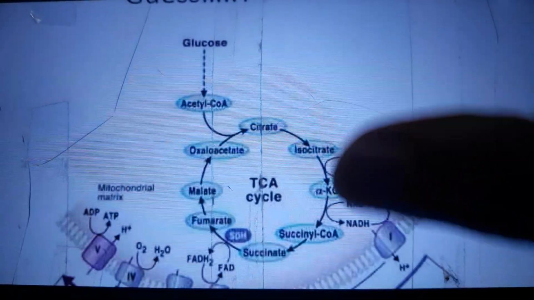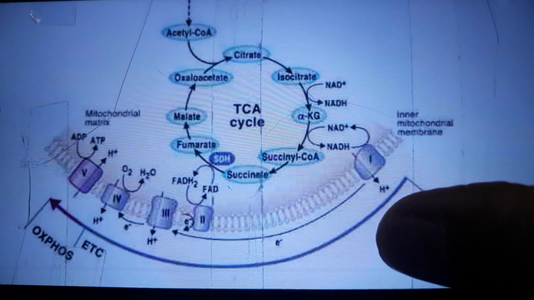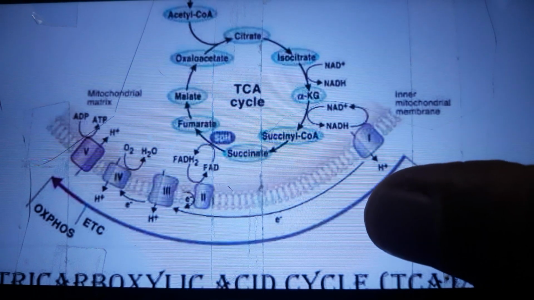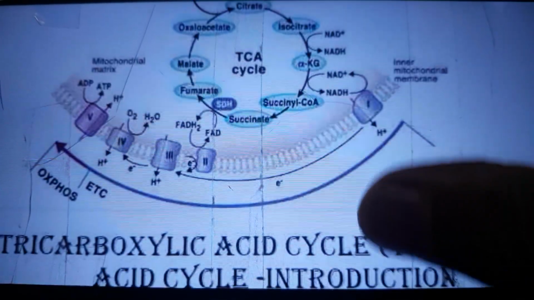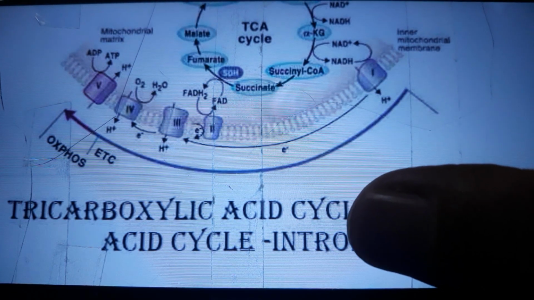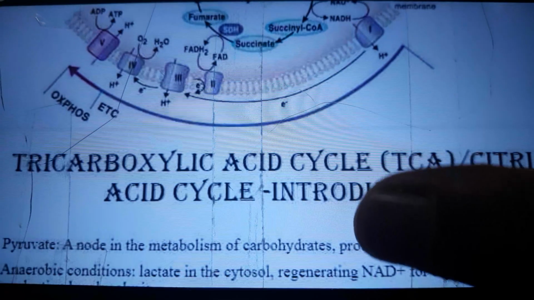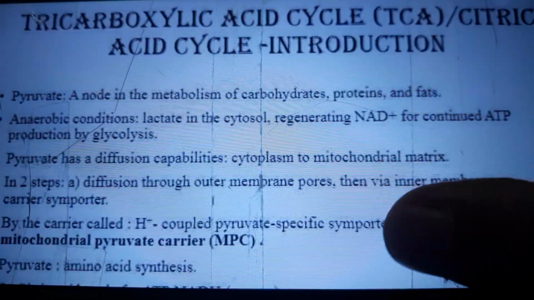Yes. Glucose gives acetyl-CoA, which gives citrate and isocitrate with the release of NADH, gives alpha-ketoglutarate, gives another NADH, then succinyl-CoA, then succinate, and on the other side round it gives oxaloacetate, malate, fumarate, and then it goes on to release FADH2, O2 becomes water, ADP becomes ATP, and the release of hydrogen ions. And this is the tricarboxylic acid cycle, TCA, or the citric acid cycle introduction.